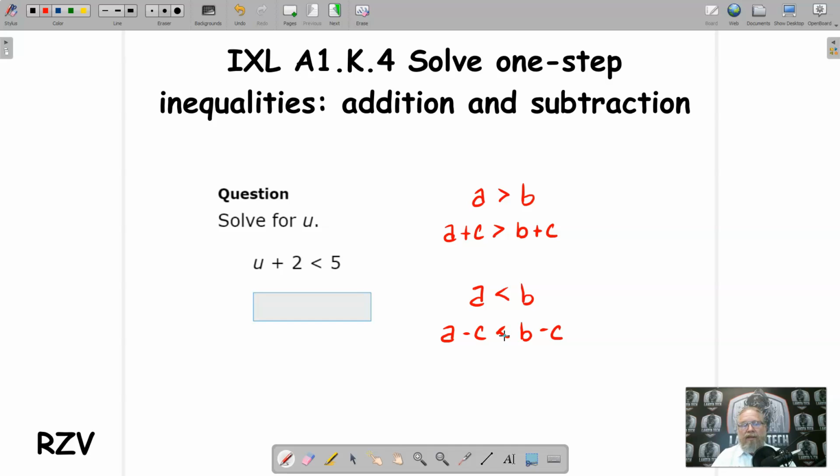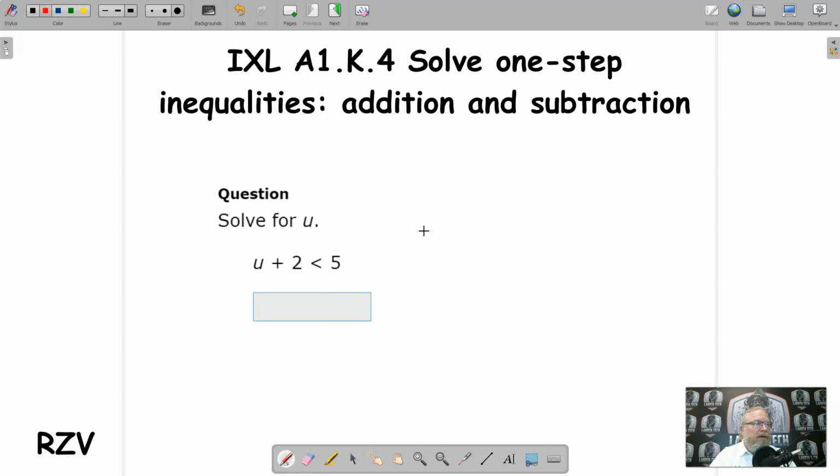Just like with solving equations, where we're trying to get the variable isolated on one side by itself with a number value on the other side of the equal sign, it's the same concept here. We're going to get the variable on one side, a numerical value on the other side, and in between we have one of the four inequality symbols: greater than, less than, greater than or equal to, or less than or equal to. I'm going to go ahead and erase all of this here.